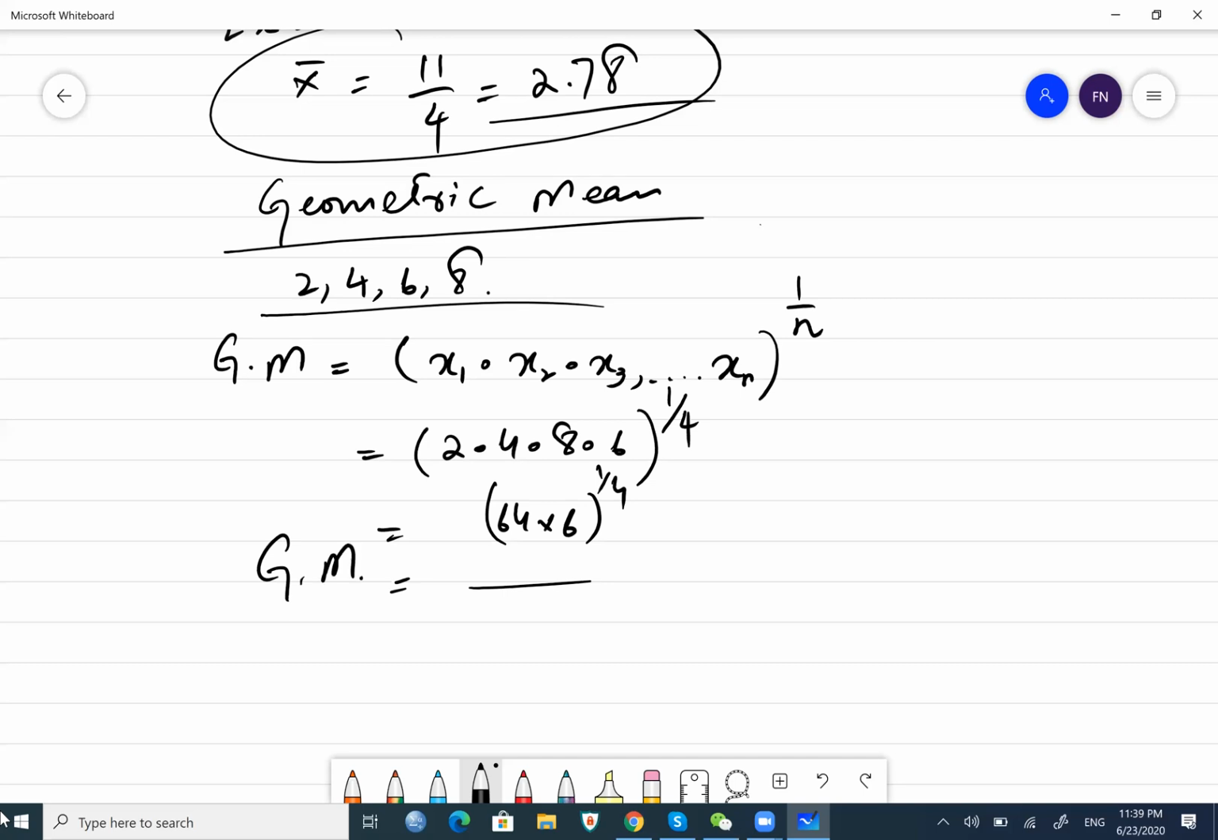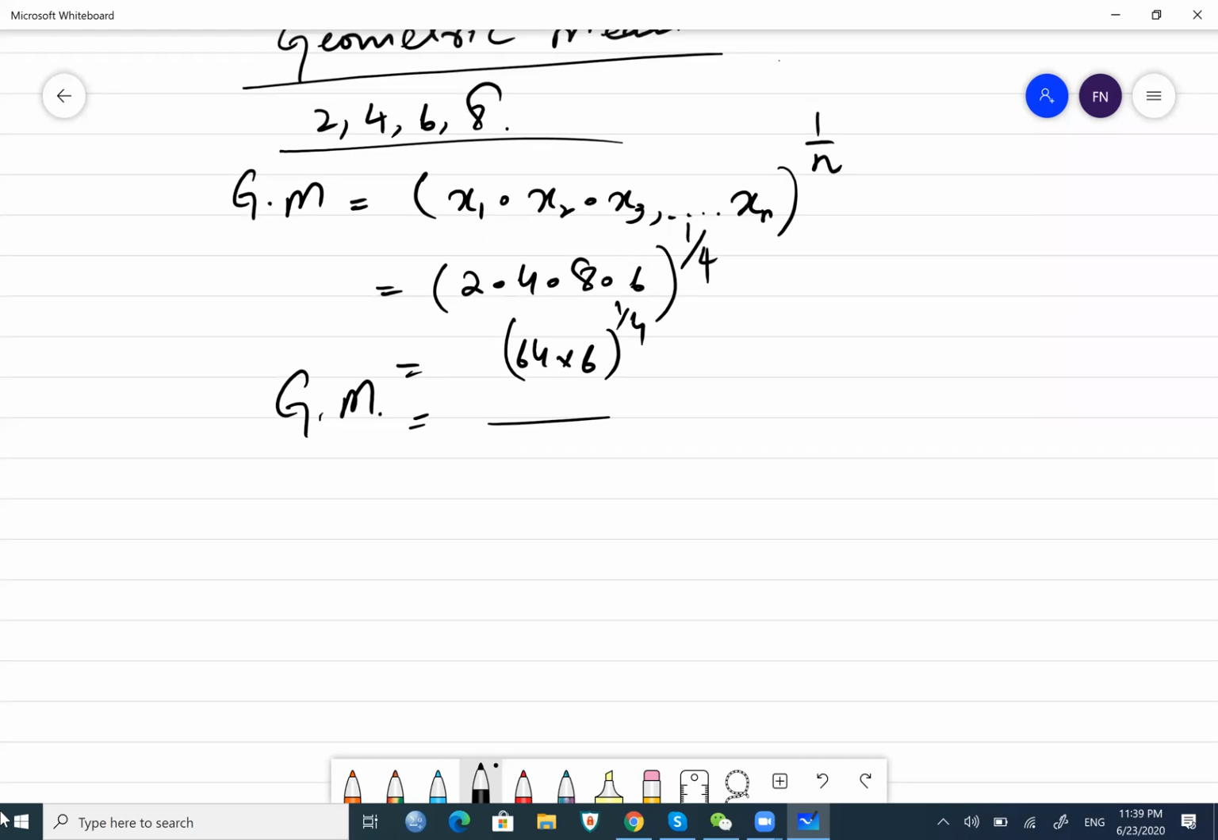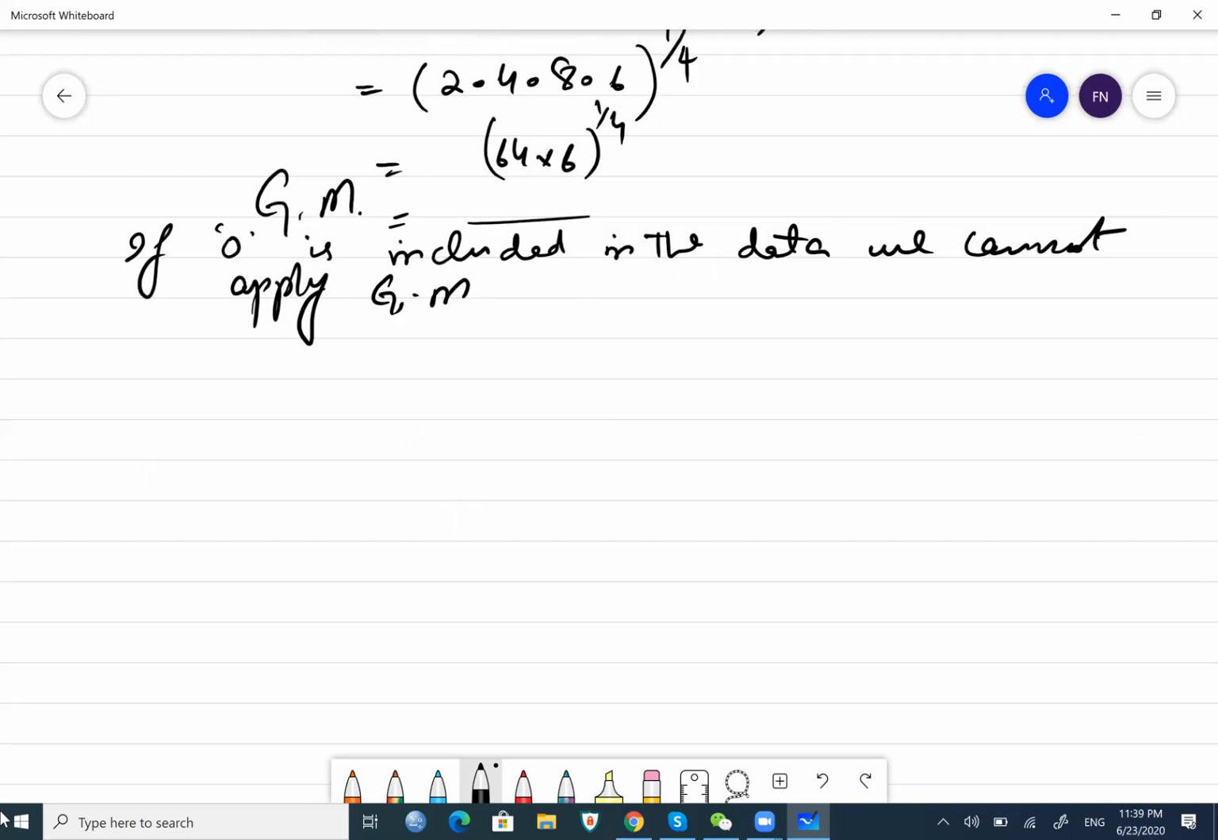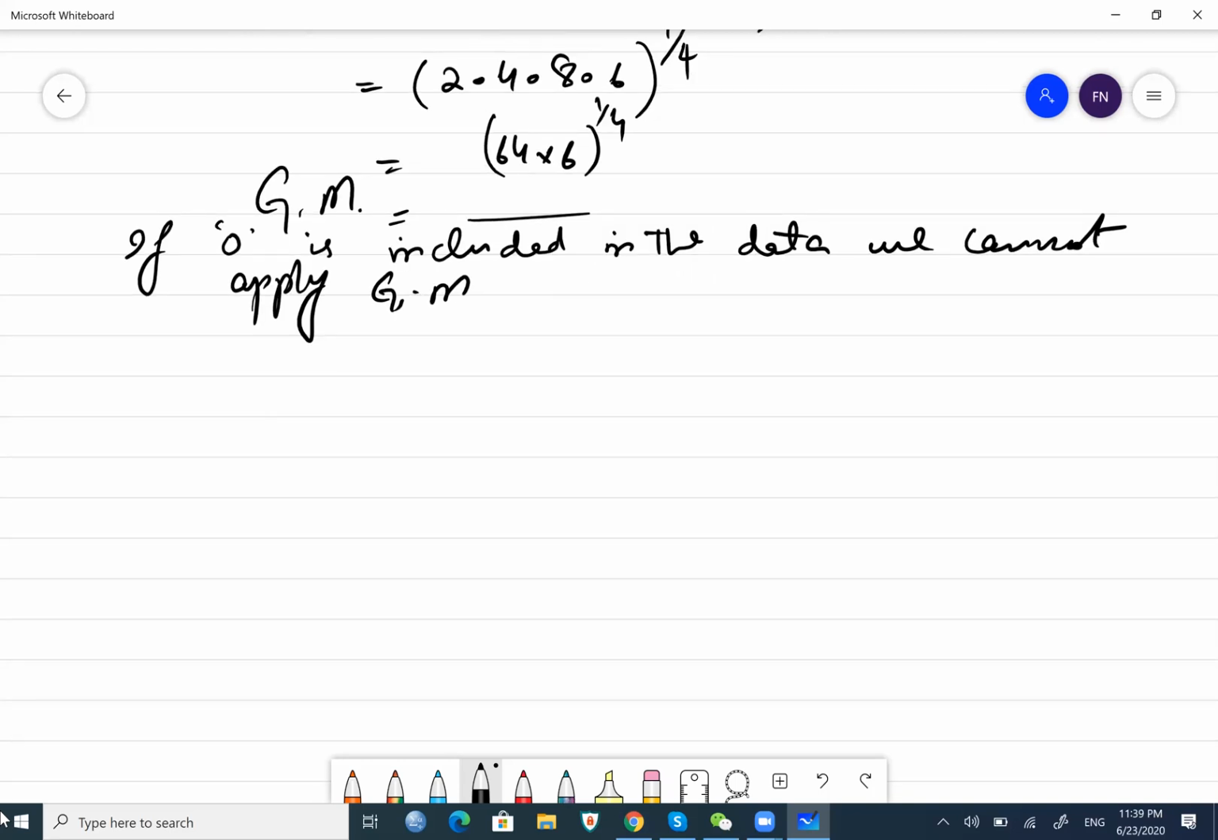If you solve this, you can get the geometric mean. Like arithmetic mean and harmonic mean, again, if 0 is included in the data, we cannot apply geometric mean. Can you tell me why we cannot apply geometric mean if 0 is included in the data? Because it becomes 0 when you multiply. Very good, because everything will be 0 if we multiply it with 0. Okay, so this is how we calculate geometric mean.